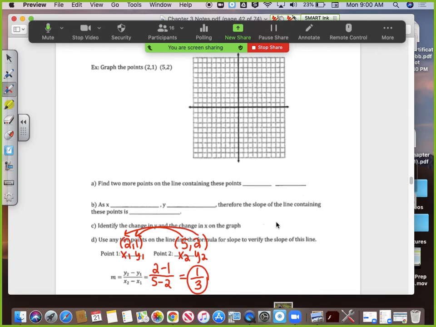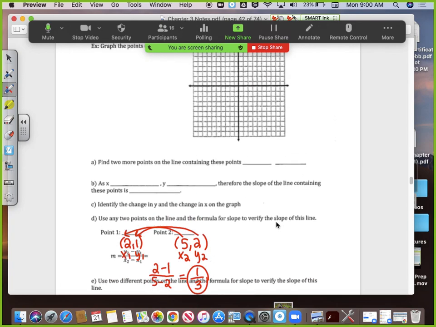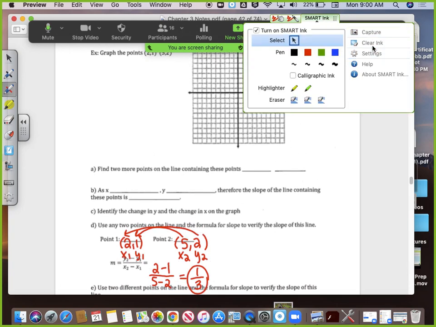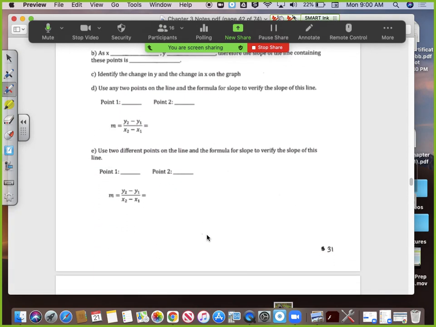So what we are going to do now, instead of using 2 other points because we are only given 2 points from the problem, instead of doing letter E, we're going to stop here.